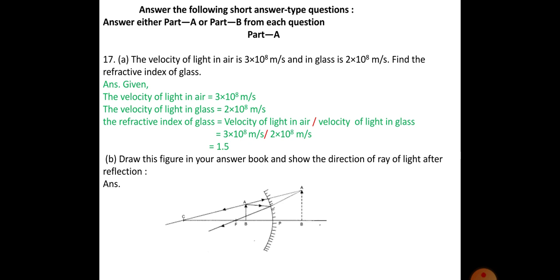As given in the question, the velocity of light in air is 3 × 10⁸ meter per second, and the velocity of light in glass is 2 × 10⁸ meter per second. Then the refractive index of the glass will be, as the mathematical formula says, velocity of light in air divided by velocity of light in glass. That will be 3 × 10⁸ meter per second divided by 2 × 10⁸ meter per second. If we divide it, we will get 1.5.